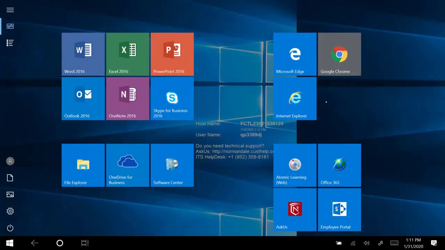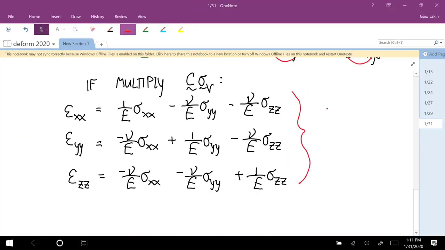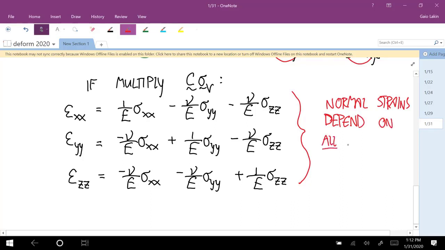These first 3 tell us that normal strains depend on all the normal stresses. Physically, does that make sense? So that's saying if you're measuring, say, the deformation along the x-axis, does it make sense that that is affected by not just the loading along the x-axis, but also the loading along the y and z-axis? What that's including there is that bulging slash contracting effect that I was talking about.